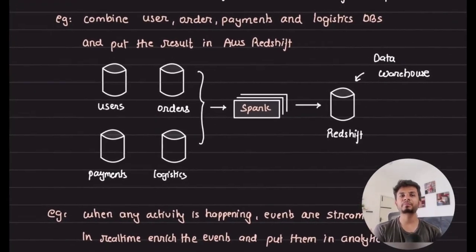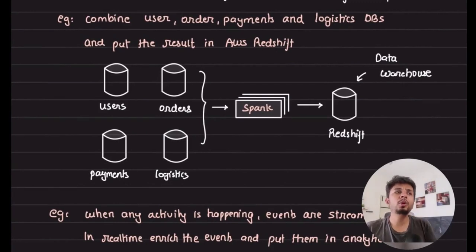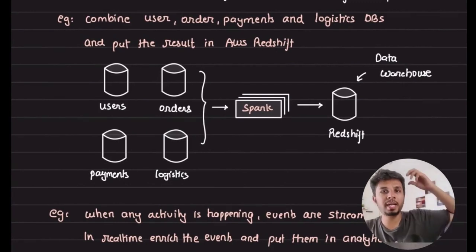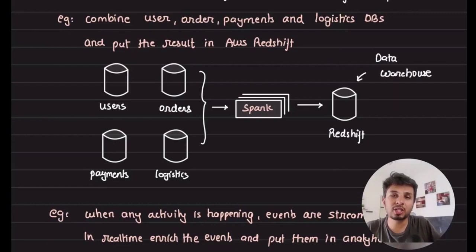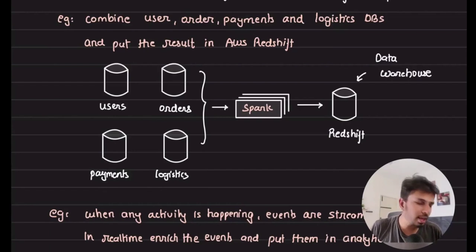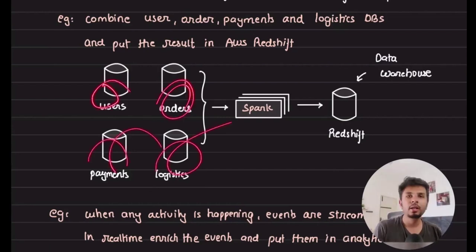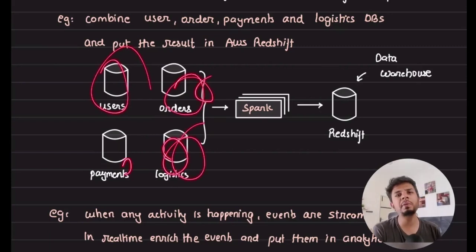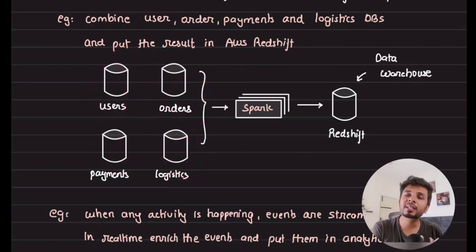So for example, let's say you want to combine your users database, your orders database, your payments database, your logistics database, and put them into a data warehouse like Amazon Redshift. Who will do that? There is a huge amount of data that you need to read and put there. And maybe one database is MySQL, one is Postgres, one is MongoDB, one is something else. Spark has connectors for every one of them. Some good open source folks have written it once. You just have to use it. You don't have to rebuild that entire stuff again. Spark will do it for you.